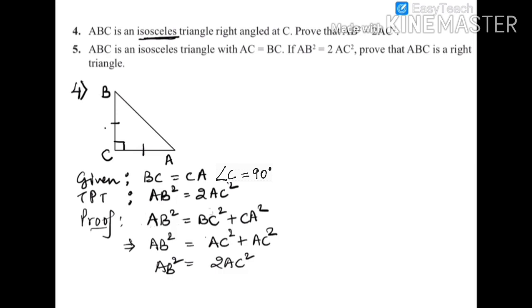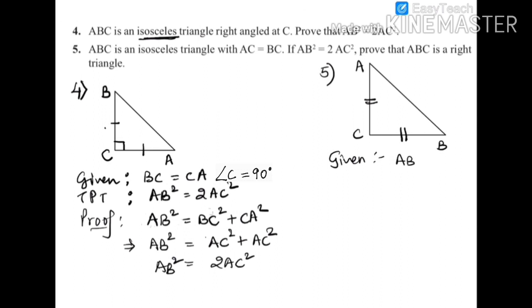So let's draw a right triangle in which two sides are equal, that is AC is equal to BC. We are given that AB square is equal to 2AC square. Then we have to prove that triangle ABC is a right triangle. For this triangle to be right triangle, we will have to show one of the angles as 90 degrees.